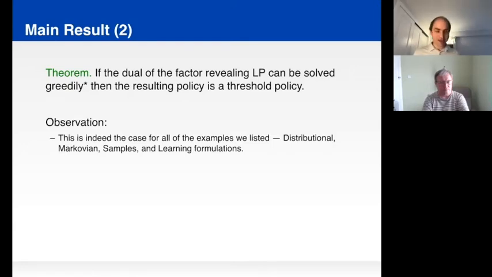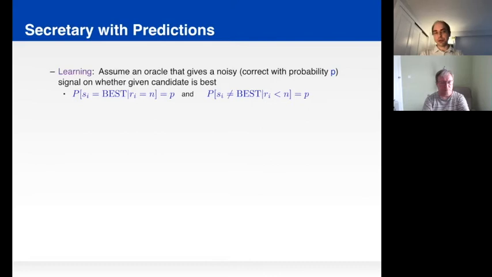I want to go back to the problem we started with, which was the actual learning problem, just to see what does this look like. So again, remember what our problem was. We said, assume we're doing the regular secretary problem. Let's assume the existence of an oracle that gives a noisy signal on whether this candidate is the best candidate. And the way that it's going to be noisy, it's going to be correct with probability P. And here, just for simplicity, I'm going to assume that this is symmetric, that the noise is symmetric on the best candidate that arrives, and the non-best candidates that arrive. You can twiddle these, everything still works out.